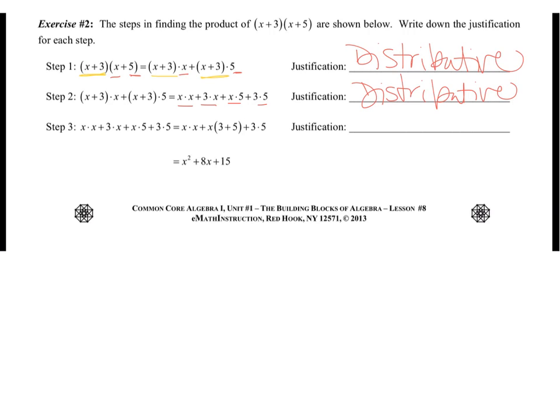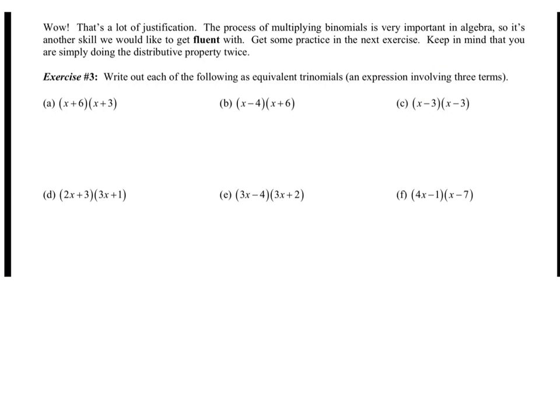On the last one, it took all of the x's, so x times x plus x times 3 plus 5, because up above I have a 3 times x and a 5 times x, so it took the 3 plus 5 and said, okay, I can actually combine those and multiply them by x, and then the 3 times 5. So again, this was another distributive property. That was a lot of justification.